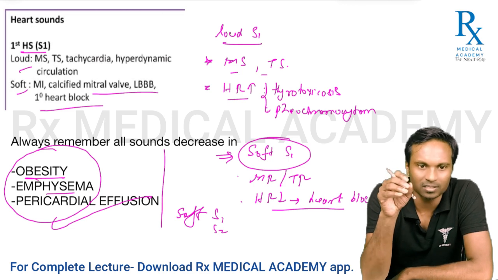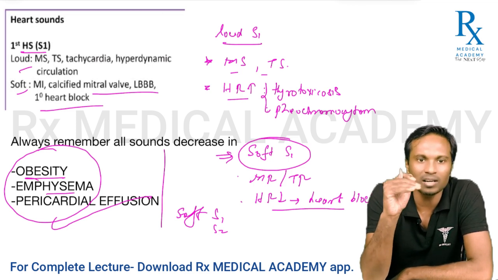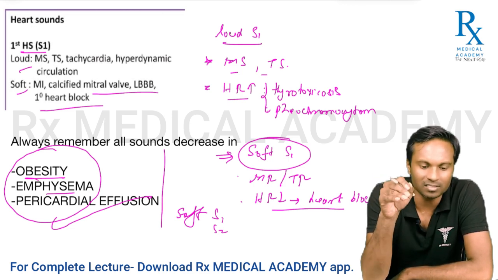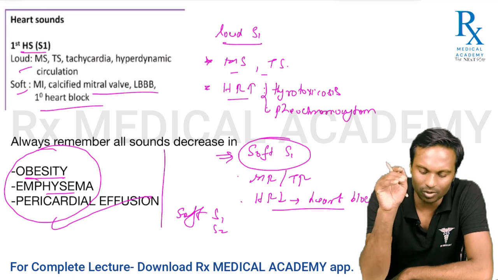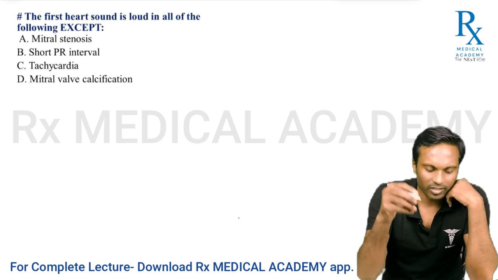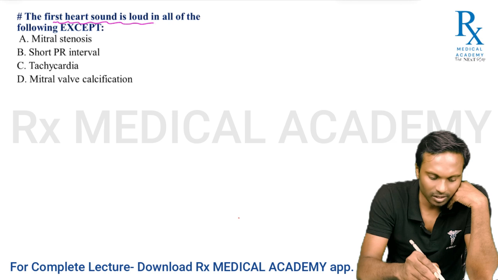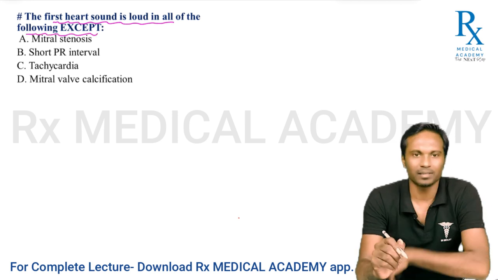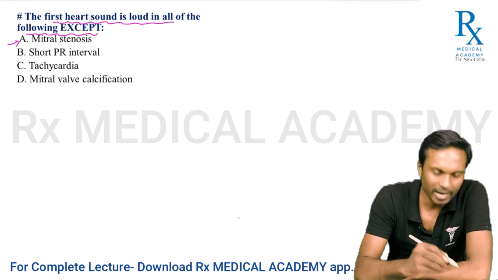If there is any obstruction or if the sound has to travel a longer distance before reaching the chest, then the intensity of sound will decrease. Okay. So now let's evaluate this question. The first heart sound is loud in all of the following except. You have first option in form of mitral stenosis.